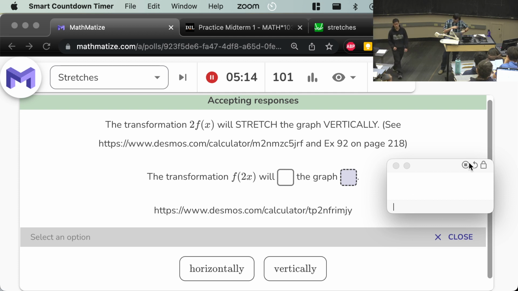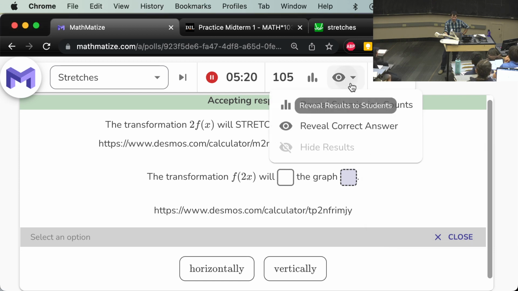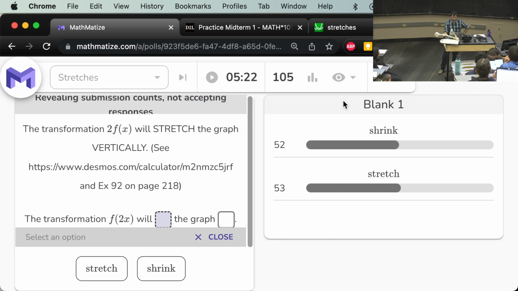Okay, so time is up. Let's see what you guys said. So multiple choice, not too many options. What did people think? 52 to 53, shrink versus stretch. So as close as possible to an exact even split. Is it going to shrink it in towards 0 or stretch it out?